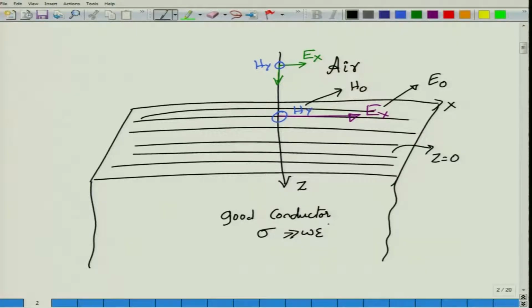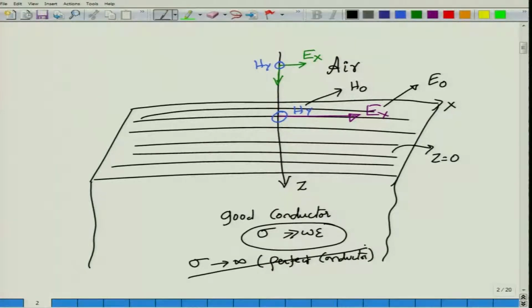Please note that we are only considering a good conductor. We do not let sigma go to infinity at this point, which represents a perfect conductor. Okay, we do not have a perfect conducting situation here. We have an imperfect conductor, but that imperfect conductor is also a very good conductor in the sense that its sigma is much larger than omega epsilon.